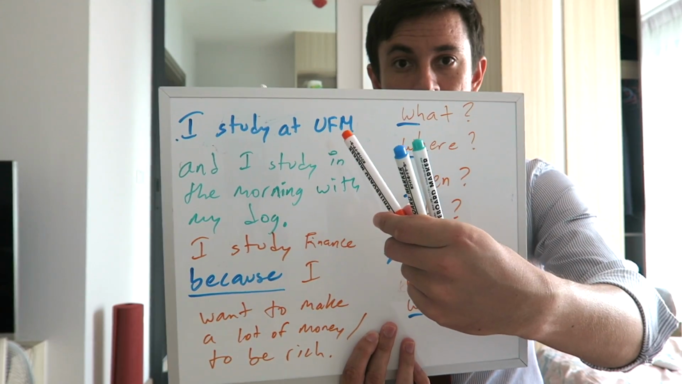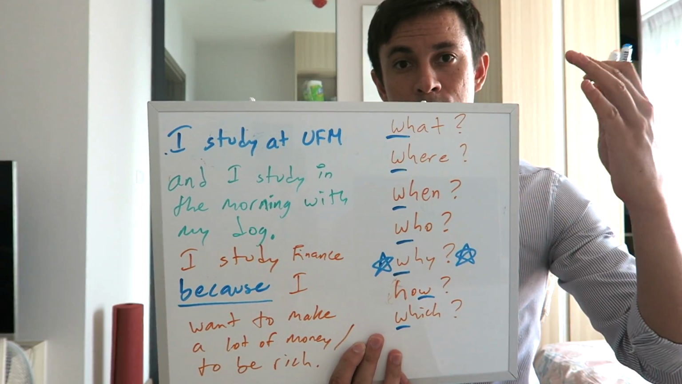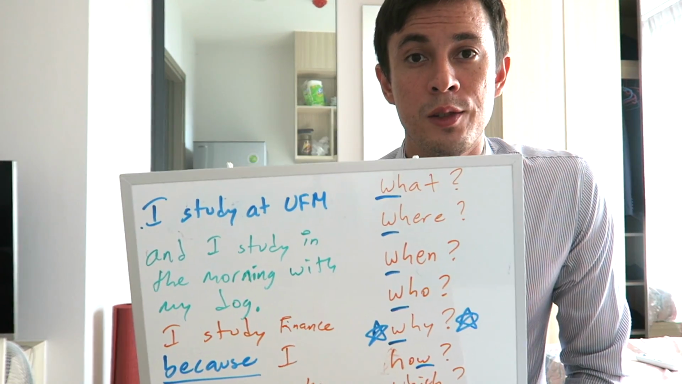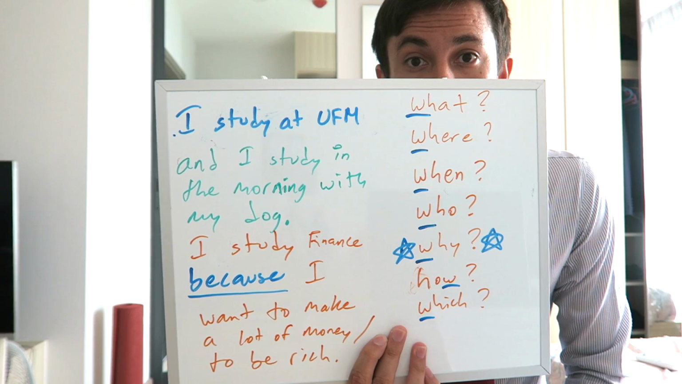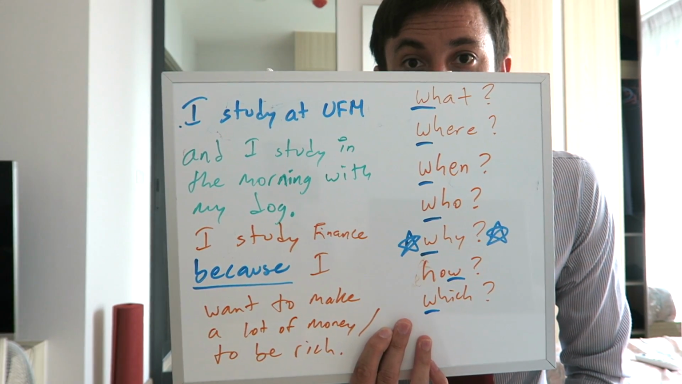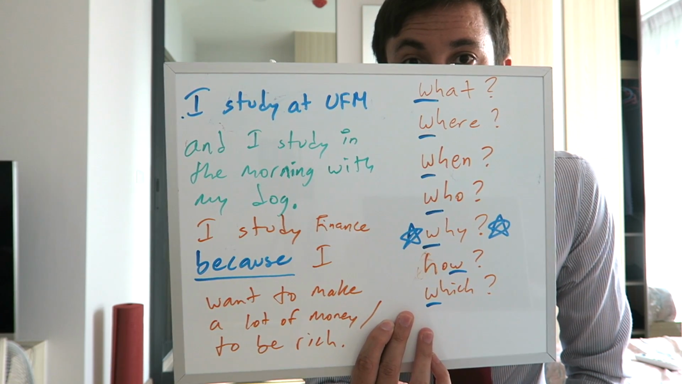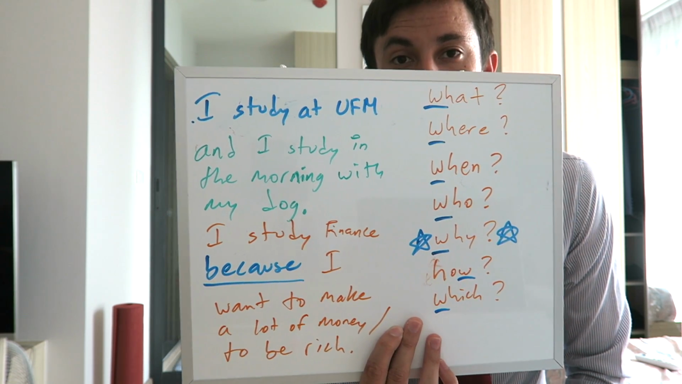So I study at UFM. Notice at the beginning, this was just a very simple answer in part 1. Now, look at how our answer sounds now. I study at UFM and I study in the morning with my dog. Okay, I study finance because I want to make a lot of money, or I want to be rich. Now, notice how it's not too much information, but it's just right. It's right in the middle. It's about 2 sentences. You want to focus on 2 to 3 sentences, and you don't want to make it too long, but obviously not too short.